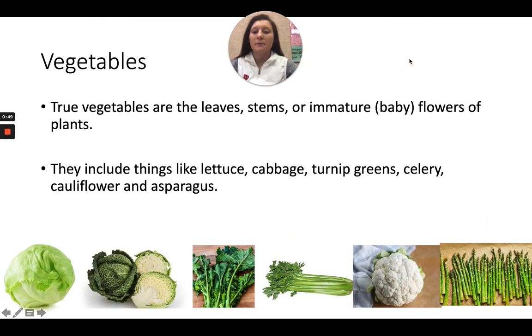All right, next up is vegetables. True vegetables are the leaves, stems, or immature or baby flowers of the plants. These include things like lettuce, cabbage, turnip greens, celery, cauliflower, and asparagus.